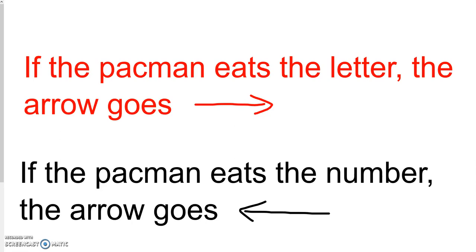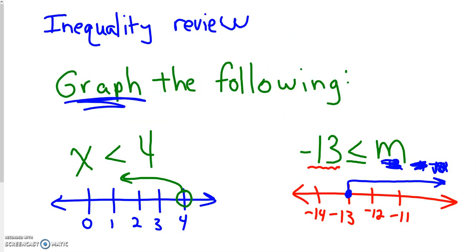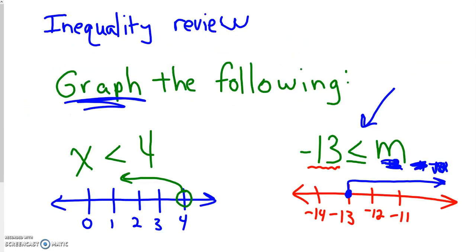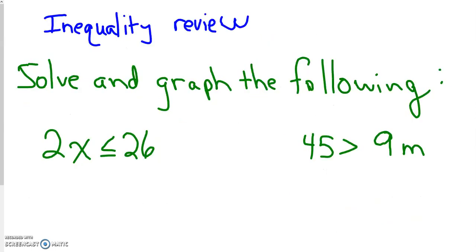I call it the Pac-Man. If the Pac-Man eats the letter, the arrow goes to the right. Well, if we look back here, in this example, the Pac-Man was eating the letter, and our arrow went to the right. Pac-Man eats the number, the arrow goes left. Well, if I look back here, the Pac-Man was eating the number in this example, so the arrow went to the left. So just a way to help us remember that if you need it.